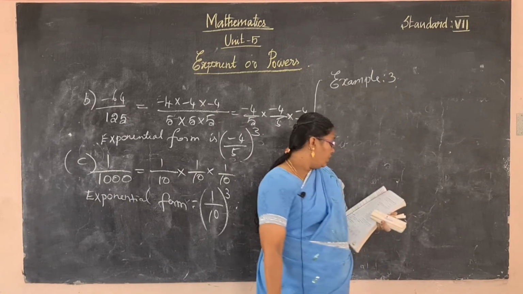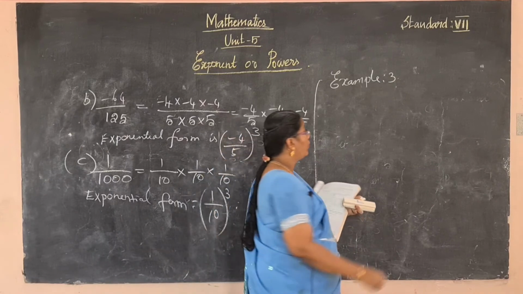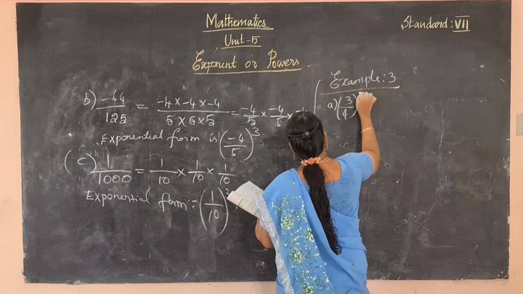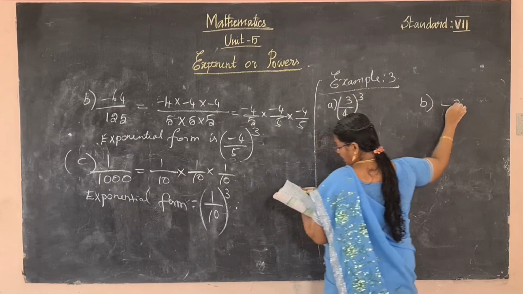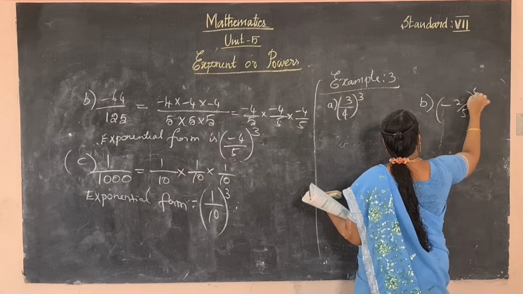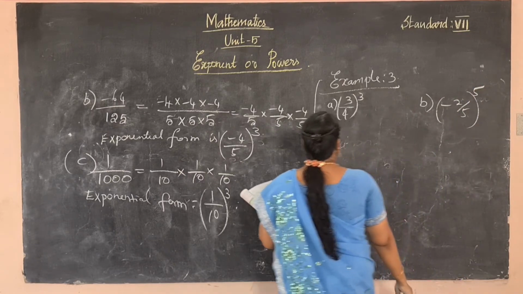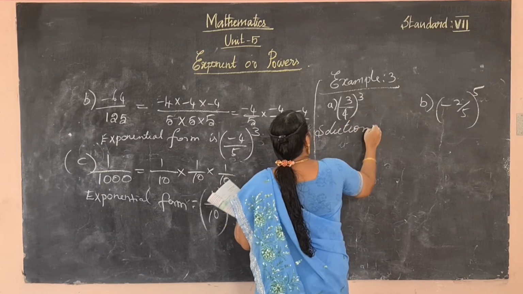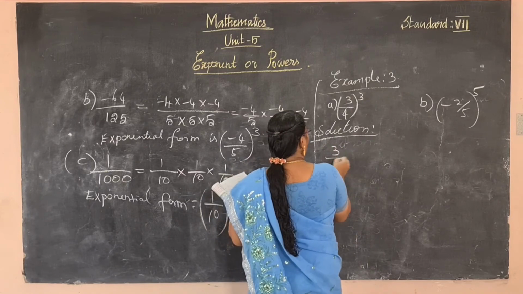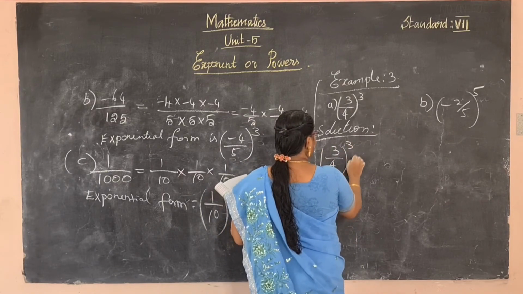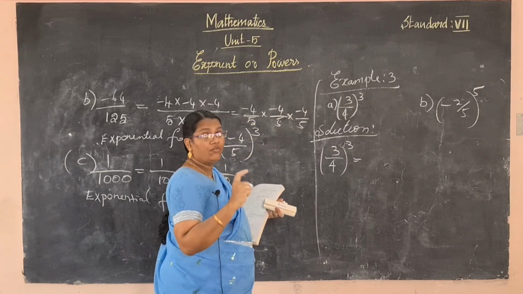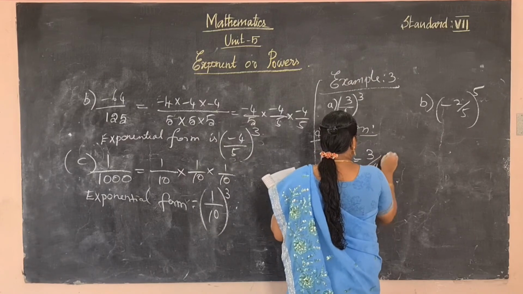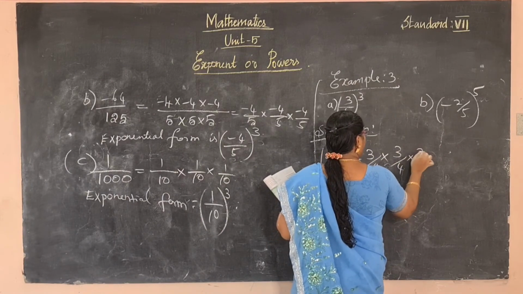Find the value of the following. The first one, 3 by 4 the power of 3, and B, minus 2 by 5 the power of 5. Okay, see the first one's solution. 3 by 4 the whole power 3. So what is the meaning? The base value 3 by 4 is written 3 times: 3 by 4 into 3 by 4 into 3 by 4.